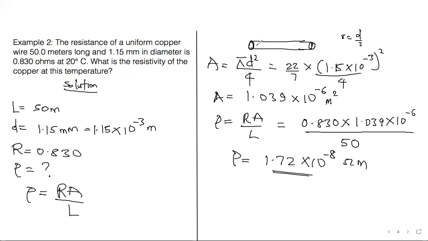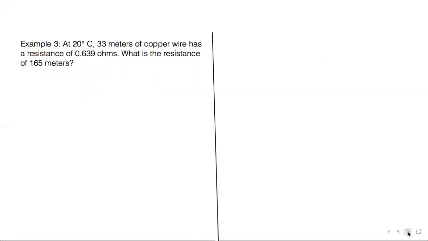If you don't have the area and you have the diameter or the radius, you calculate the area using pi r squared, the area of the circle, or you use pi d squared over 4. So let's look at another example.